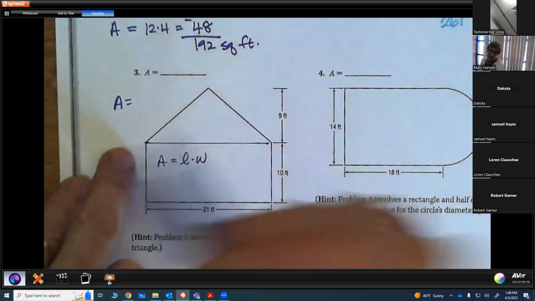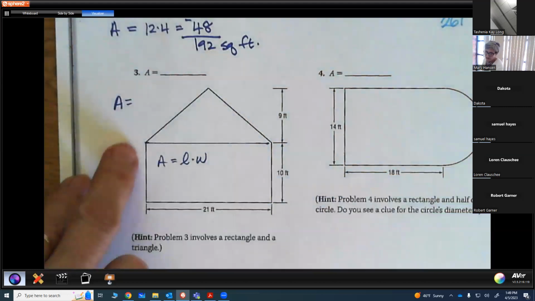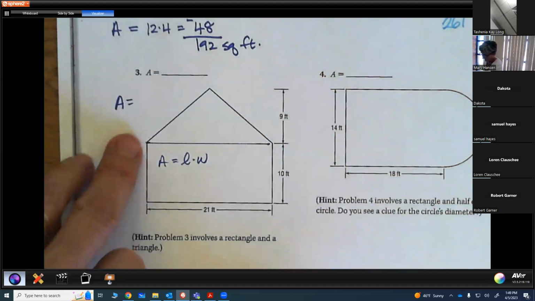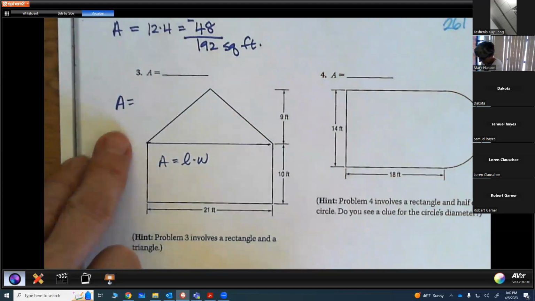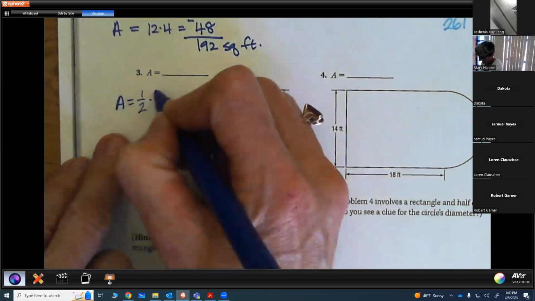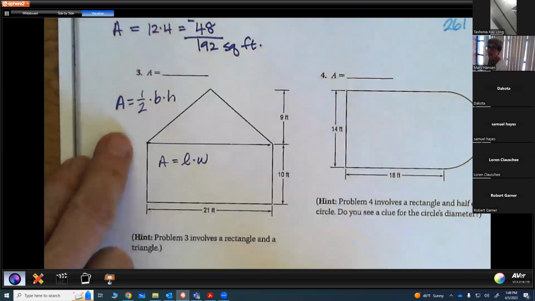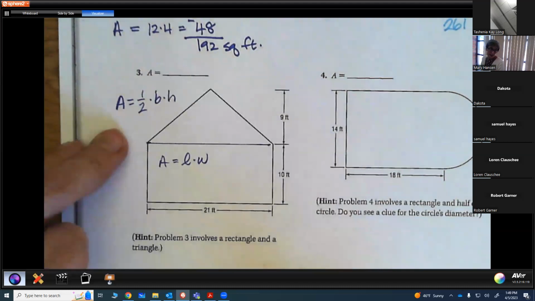Well, let's take one step back. What's the formula for the area of a triangle? It is 1/2 base times height. Exactly. The triangle formula is 1/2 base times height.